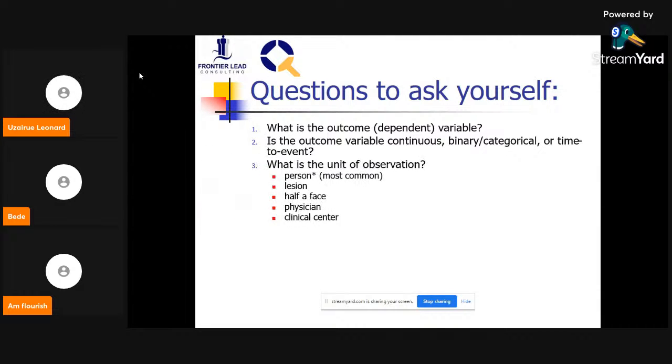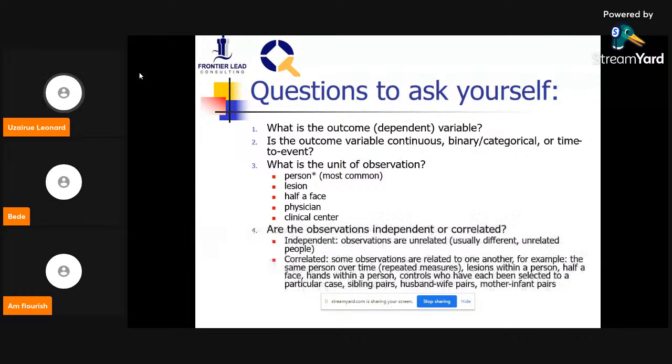The next one is the unit of observation. Are we talking about person-to-person, or was this data collected via a physician or in the clinical center? The next thing is, are the observations dependent or correlated? When we say dependent, are they dependent on each other? Are they related? Are these observations unrelated? If they are independent, it means that they are not related. But if they are correlated, it means that one would affect the other.